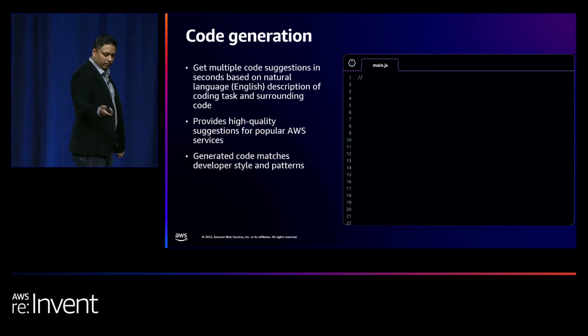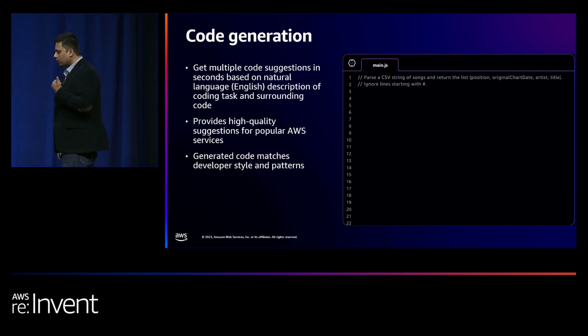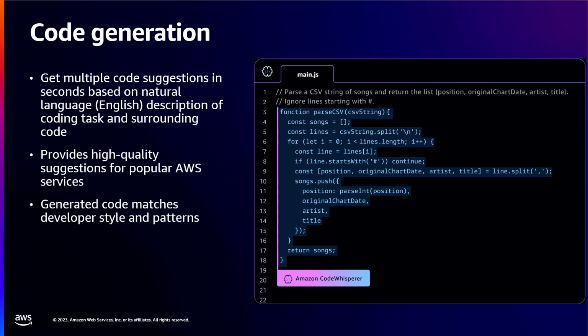So let's first start with code generation. A simple example here, right? We are parsing a string, and actually we're extracting some information. Now, once again, this is not core business logic, but this is string operations and file operations that everybody needs. So you can simply write an English comment that tells CodeWhisperer what you want to do, and it will generate the code immediately, right, within a second of you typing the comment.